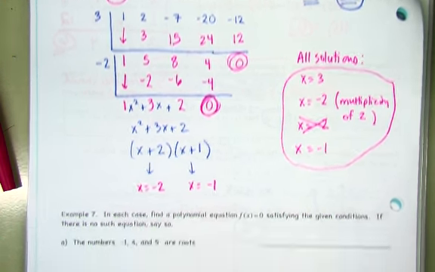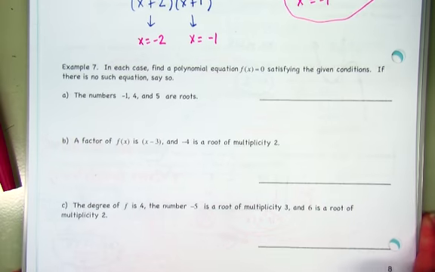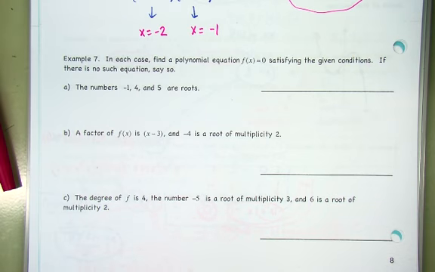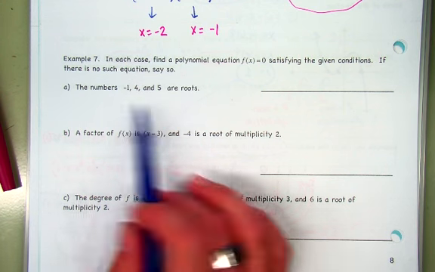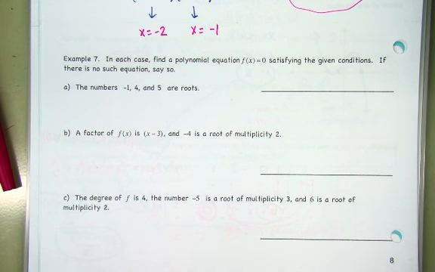All right, let's do the last example. And here it wants you to find a polynomial equation satisfying the given conditions. If there is no such equation, say so. All right, so it tells you that something has roots of negative 1, 4, and 5.